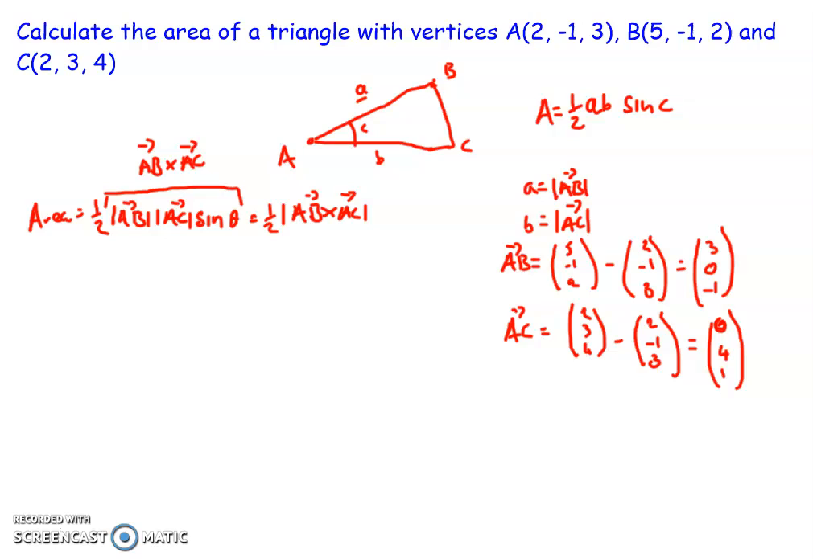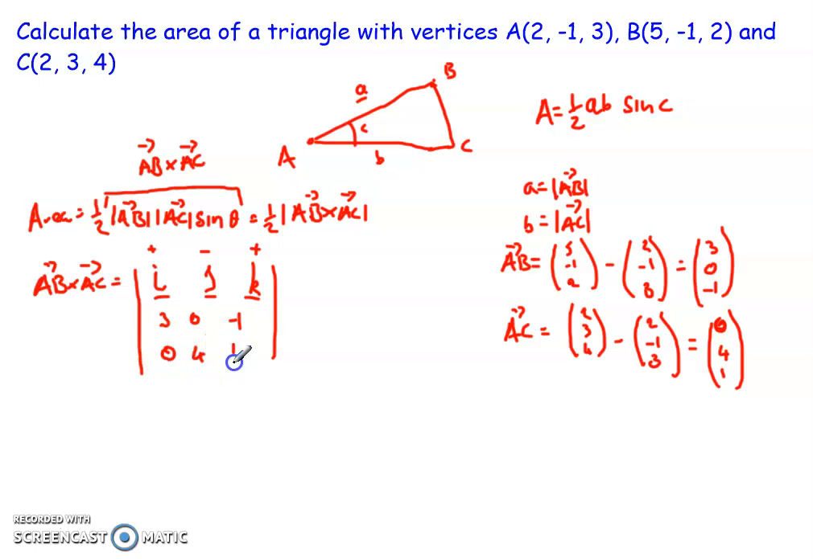What I now have to do is calculate AB cross AC. And again, I'm going to use the vector representation for it in terms of a matrix. I've got my i, I've got my j, and I've got my k. Again, I'll put my plus, my minus, and my plus on the top. AB in first, which is this one here, so 3, 0, minus 1. Then my AC, which is 0, 4, 1. And I just follow the same steps.